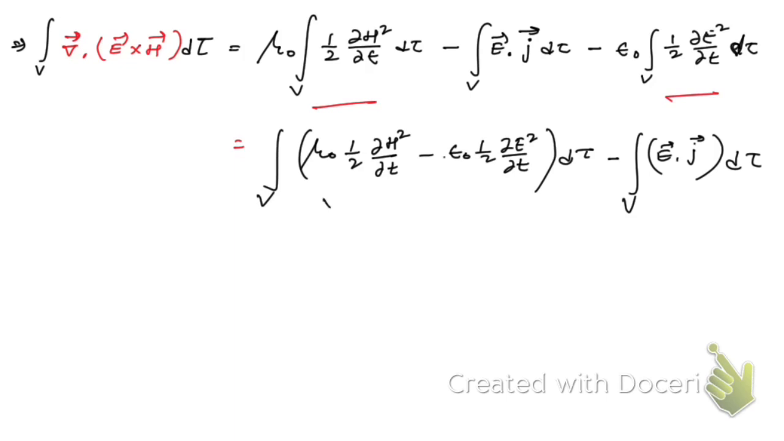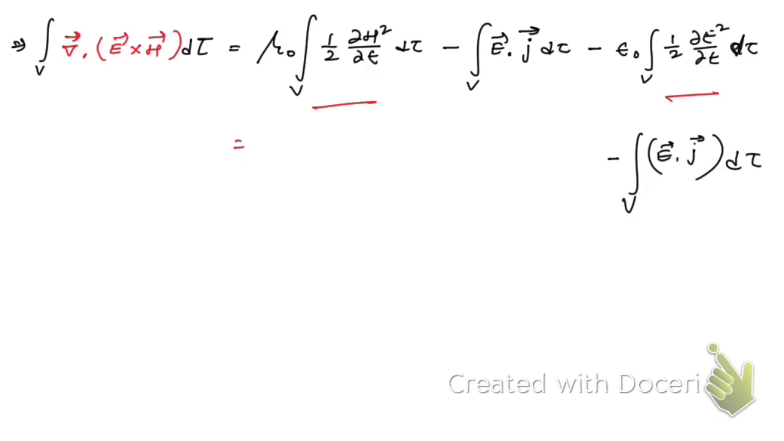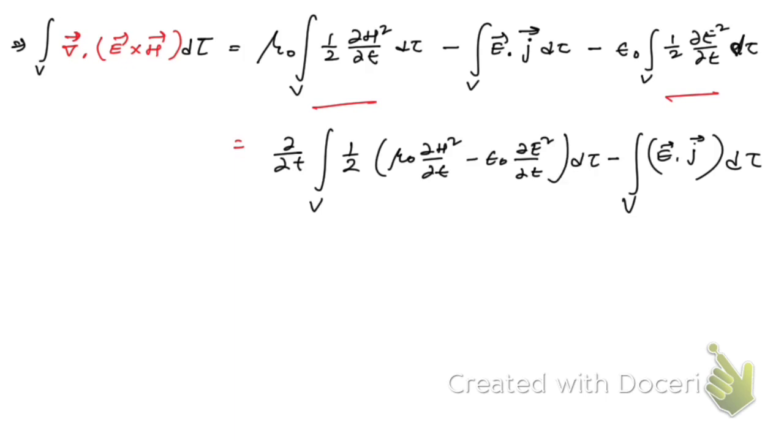Now you see, we can write this term this way as well. Taking this differential coefficient common, we can write del t, volume integration, taking half common also, mu naught del H square by del t, then epsilon naught del E square by del t, d tau. That's what we have got.